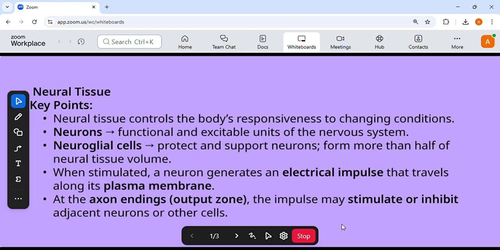Yes, hi everyone. So in today's video we'll be covering the neural tissue, which is very easy and not much part is given on neural tissue. In the chapter structural organization we'll cover it, and in depth in the chapter neural control and coordination. So let's study about neural tissue.